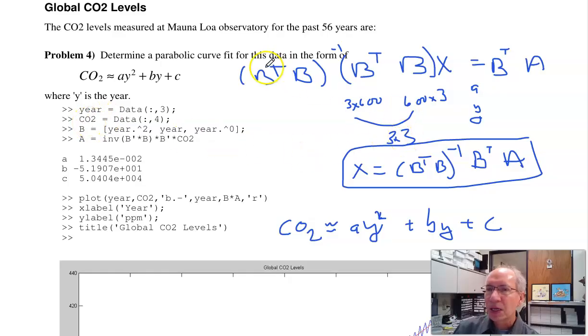Set up my basis. I want to do a parabolic curve fit, so the first basis element is year squared. The second one is year and 1. And here the trick I'm using is anything to the 0 power is 1. Then my unknown is (BᵀB)⁻¹Bᵀ, in this case y is CO2. That gives me my unknowns. That's a, b, and c for up here. That's the least squares curve fit.